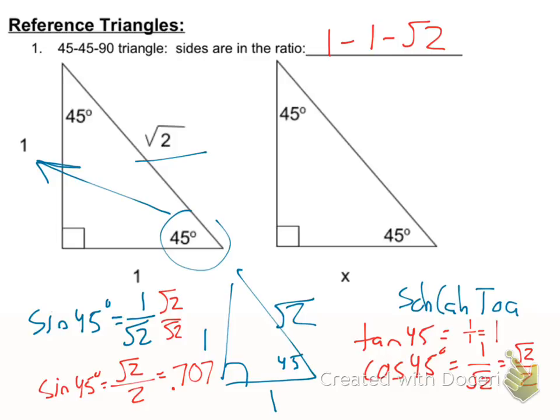Now wait a minute. What if I go to that right triangle and I call that bottom side an X? What's the other side? X, because it has to be the same. They're the same.